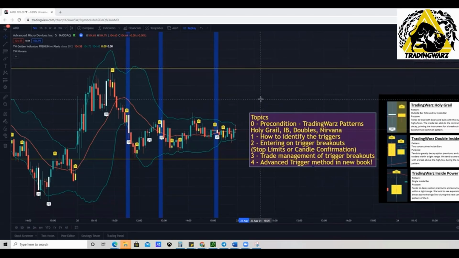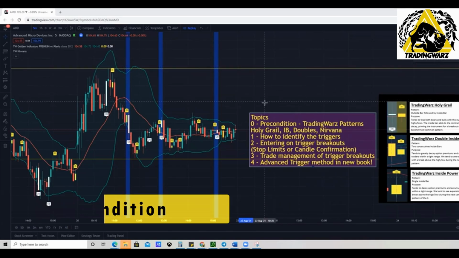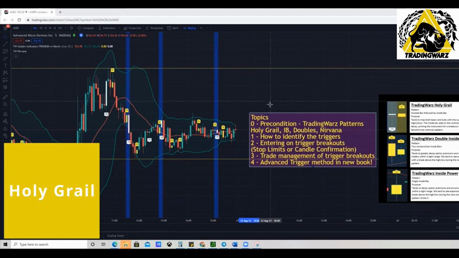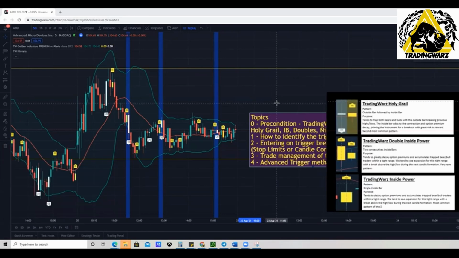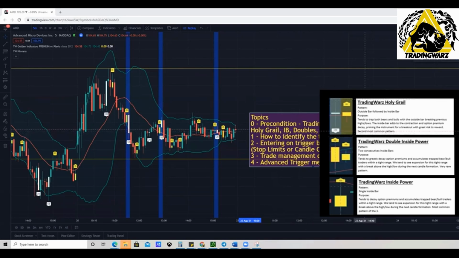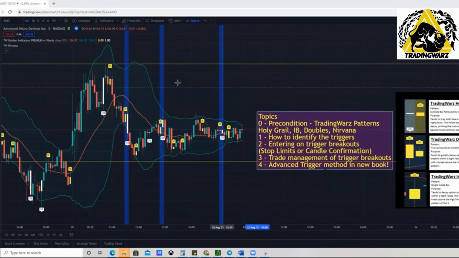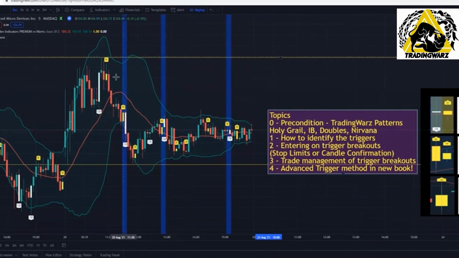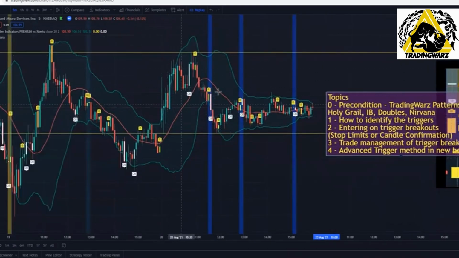So first and foremost, guys, we need a precondition. For me, I'm looking for any of the Trading Wars patterns to help me find stocks that are consolidating and looking to break out the next day. Right here on the right, I have my patterns: the Holy Grail, double inside bar, and inside bar patterns. And we can see right here with AMD, we actually had an inside bar close on the daily chart.